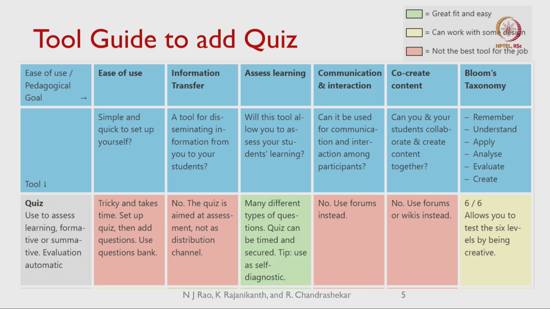Some of the questions in the quiz activity are not automatically evaluable, like essay, but you can create the quiz in such a manner that the questions added are automatically evaluable. This quiz activity is used for assessing the learning. Many types of questions are available, and as we have already seen, a quiz can be timed and it can be secured. Quiz activity allows us to test all the 6 levels of Bloom's taxonomy.